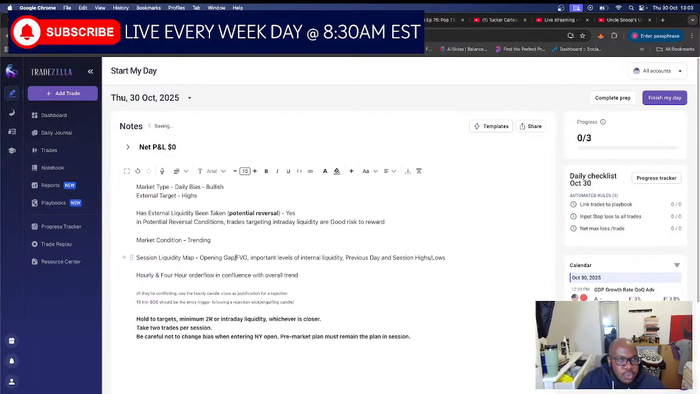Then we need to mark out our important internal levels of liquidity. And if we take a look, I've already drawn some of this out. So we've got London session lows, which I believe is right here. Actually, no, I'm mistaken. London session lows is definitely here, because New York session pre-market began at 12 o'clock. So we swept our London session low into New York session pre-market. So this is our low for the session.